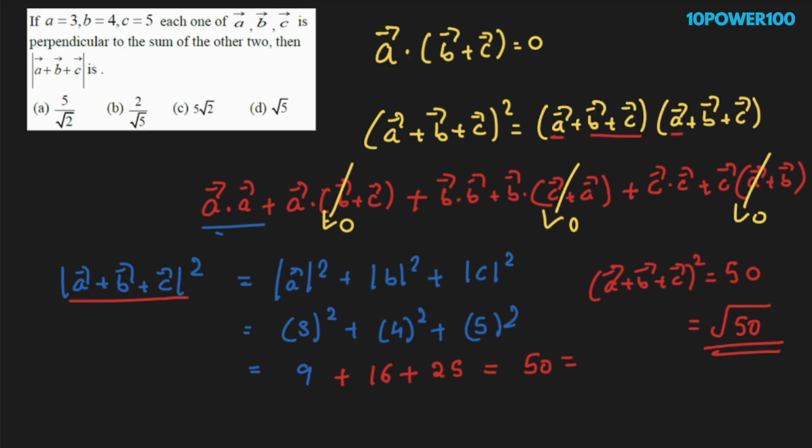That is also not there in the options. We have to calculate further. So we'll write this as 25 into 2. The square root of 25 is 5. So 5 root 2. So 5 root 2 is the final answer. So option C, 5 root 2 is the answer.